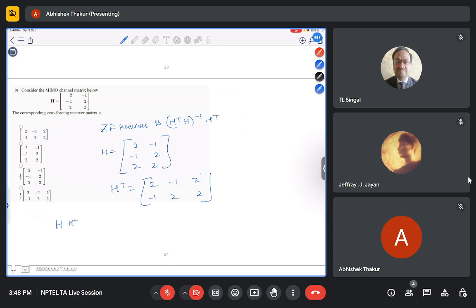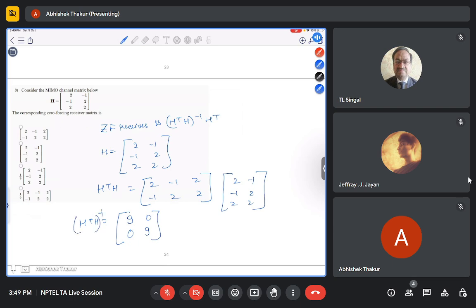H transpose H, sorry, HTH. So HTH is equal to, here we can write 4 plus 1 is 5, plus 4 is 9; minus 2 minus 4 plus 4 is 0; minus 4 plus 4 is 0; 1 plus 4 plus 4 is 9. So this is our HTH transpose.